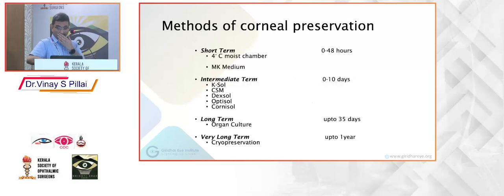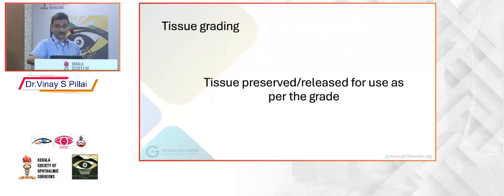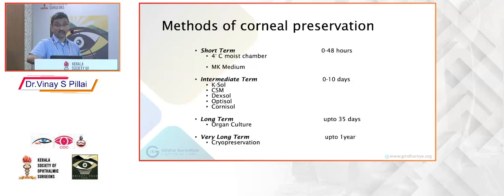and then once the tissue is graded, based on the grading, it is released for clinical use or for whatever use that particular grade is suitable for, either practice or research purpose. So this is the entire system, or the flow chart, of tissue retrieval.